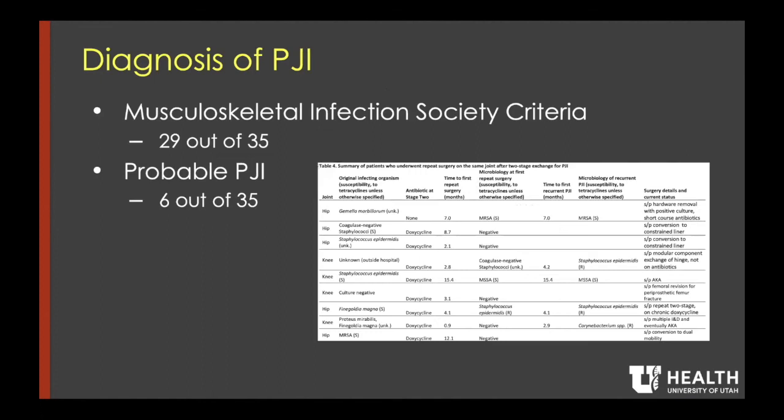So looking at these a little bit further, in terms of making a diagnosis of PJI, it's not always a straightforward diagnosis. Ideally, we use the MSIS criteria, and 29 out of the 35 cases met criteria for PJI based on the MSIS criteria. We also had 6 patients that did not meet the criteria, but had various characteristics and were treated as though they had a periprosthetic joint infection, and therefore we categorized them as a probable PJI and included them in the group with the diagnosis of PJI.